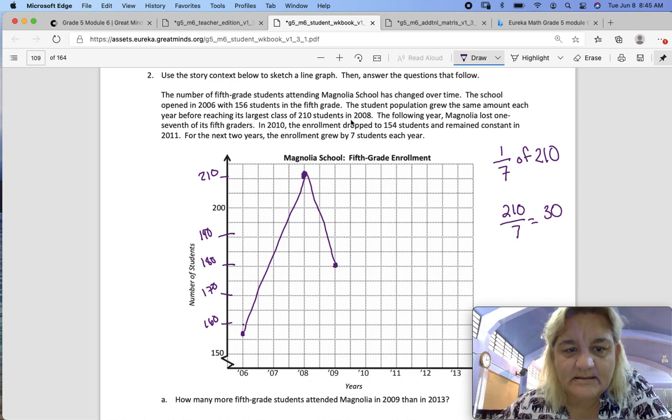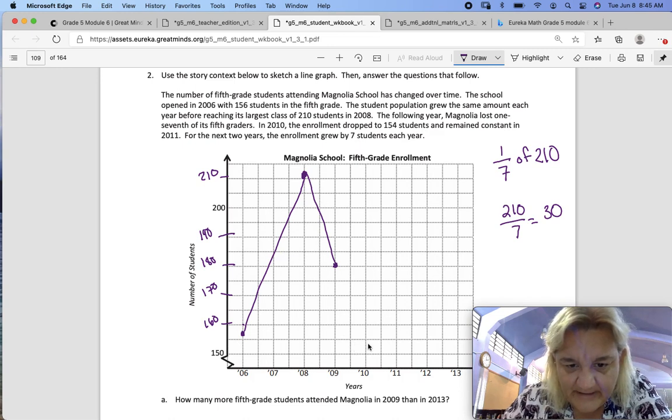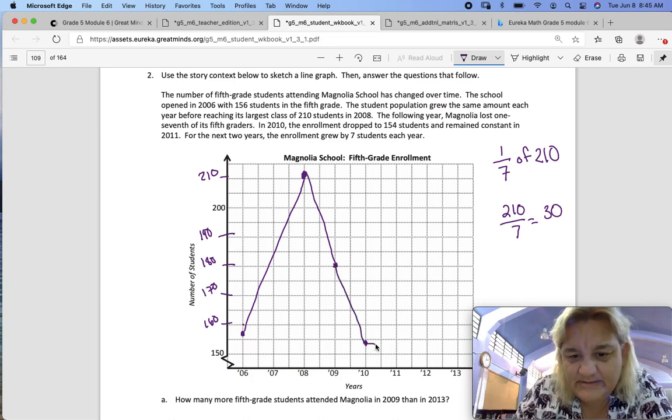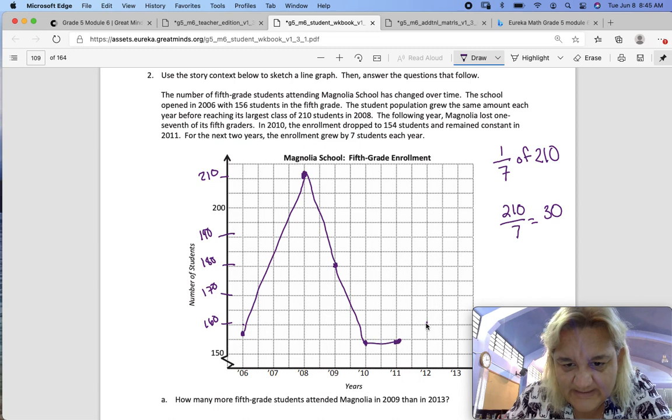All right. In 2010, the enrollment dropped to 154 students and remained constant in 2011. So 154 would be right here. And then remained constant through 2011, so that's the same. For the next 2 years, the enrollment grew by 7 students each year. So 154 plus 7 would be 161. And then 161 plus 7 would be 168. Okay.